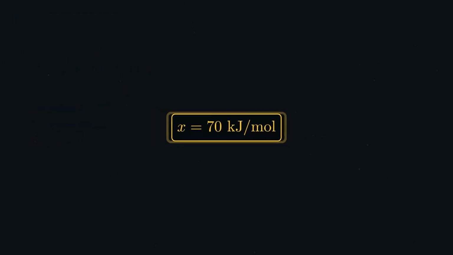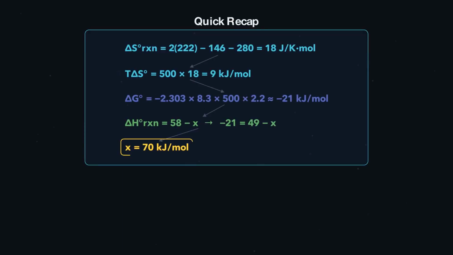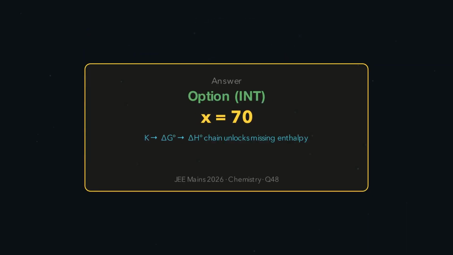Now express the enthalpy of reaction using Hess's law. 2 times the heat of formation of AB minus that of A2 minus X. That's 58 minus X kilojoules. Substitute into delta G equals delta H minus T delta S. Negative 21 equals 58 minus X minus 9. Solving, X equals 70. The heat of formation of B2 is 70 kilojoules per mole. The key insight, K unlocks delta G, and delta G unlocks the entire thermodynamic chain.